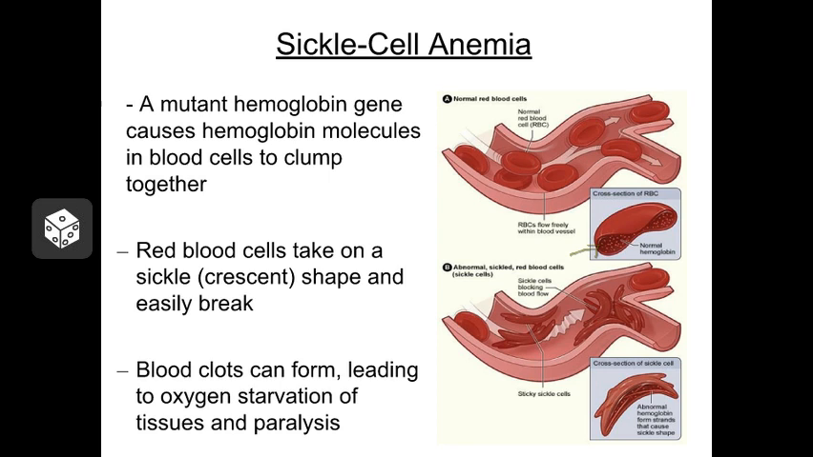Here you can see the normal shape of a red blood cell. It's called biconcave. They are little discs with a dimple on either side, and this shape makes them very, very flexible and allows them to go around all the corners in some of these very tiny blood vessels. Individuals with sickle cell anemia have a point mutation in the gene for making hemoglobin.